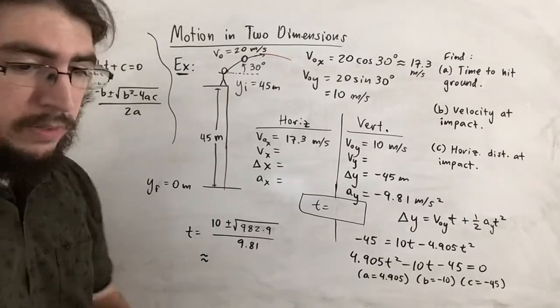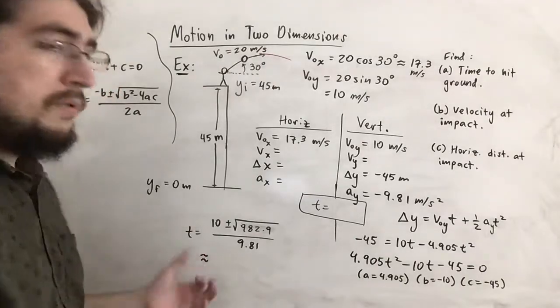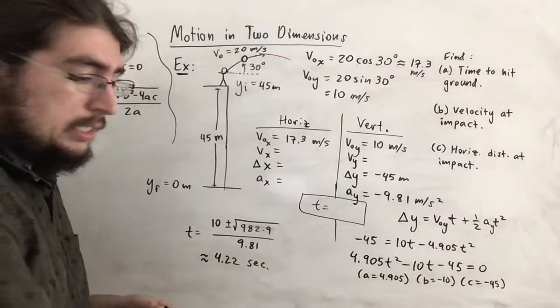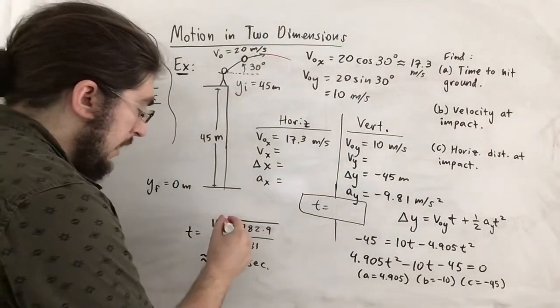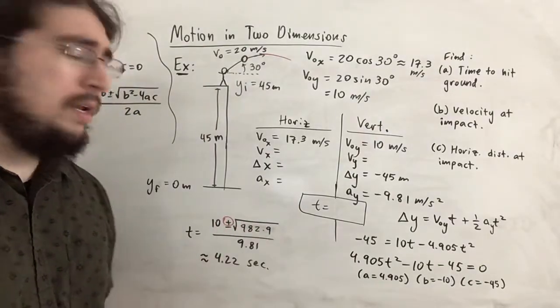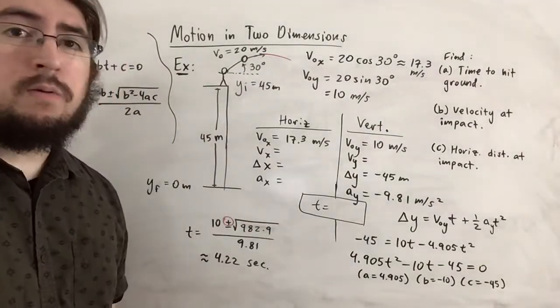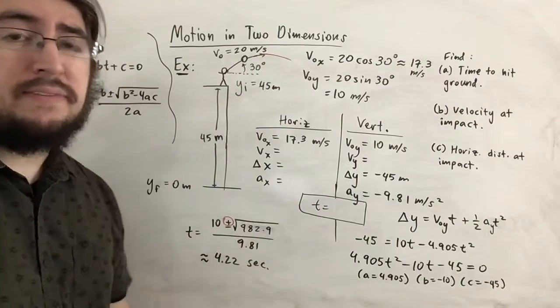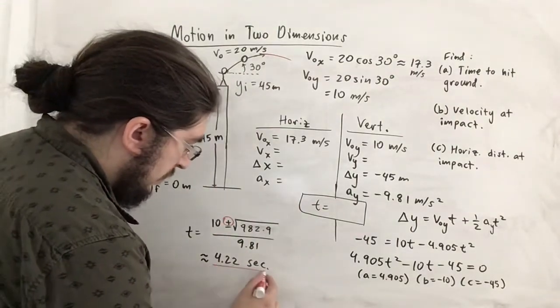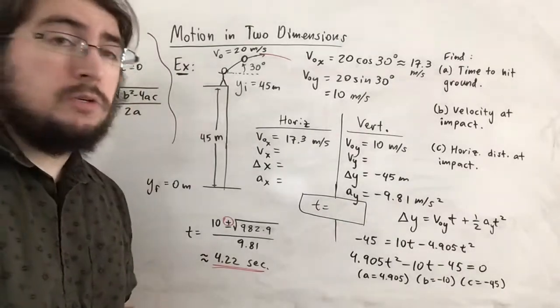Okay, so now let's figure out what this is. I'm going to use my calculator to compute this right now. Using my calculator, I use actually the positive root here. As it turns out, radical 982 is about 31. So 10 minus 31 would give you negative 21, which will give you negative time, and time can't be negative, of course. So we're going to go with a positive one, and that gives us a time of 4.22 seconds.